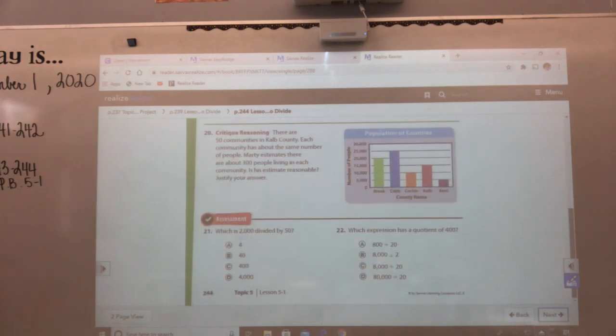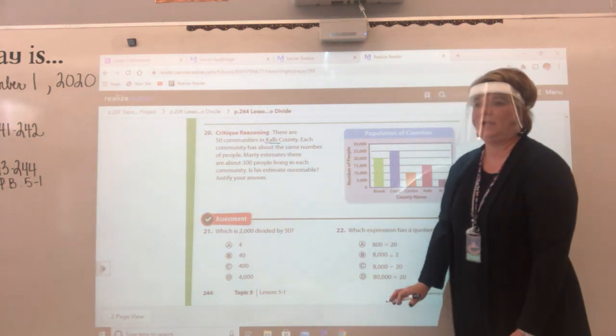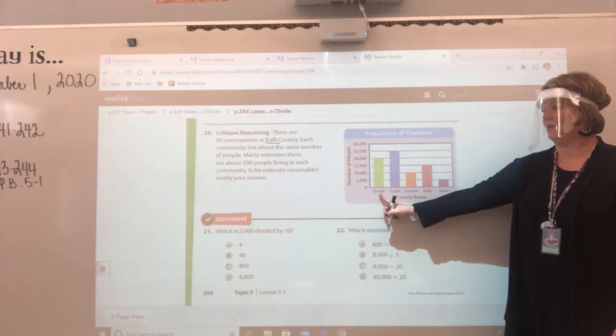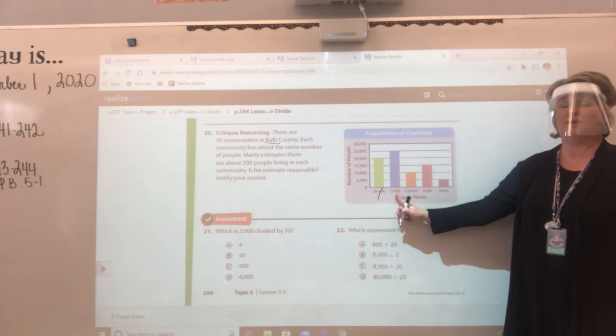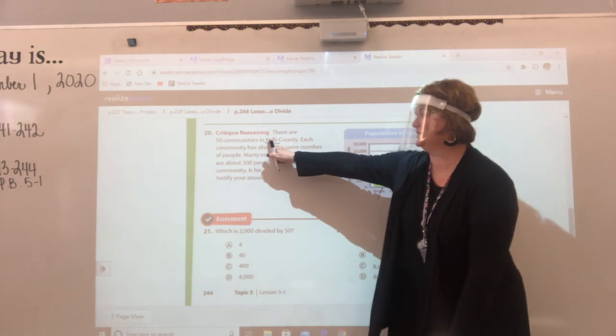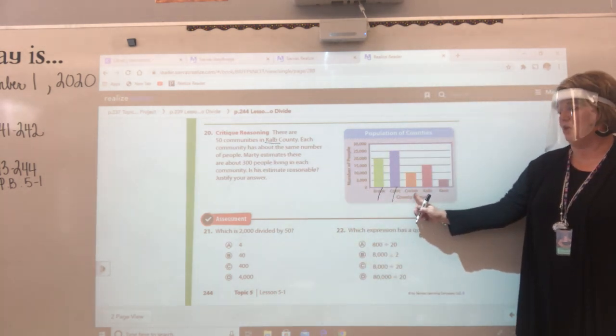Okay, last one, number 20. There's 50 communities in Cobb County. I want you to underline that county. And I want you to look over here at the chart. Is that first county Cobb County? No. Mark it out. Is the second county Cobb? No. Is the third county Cobb? No.